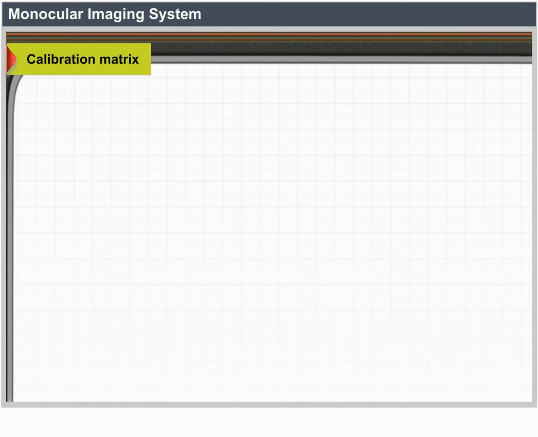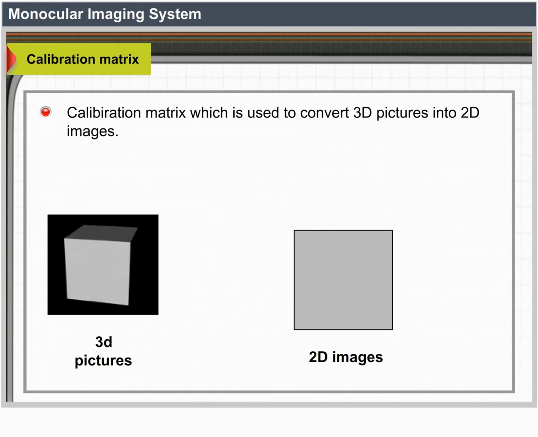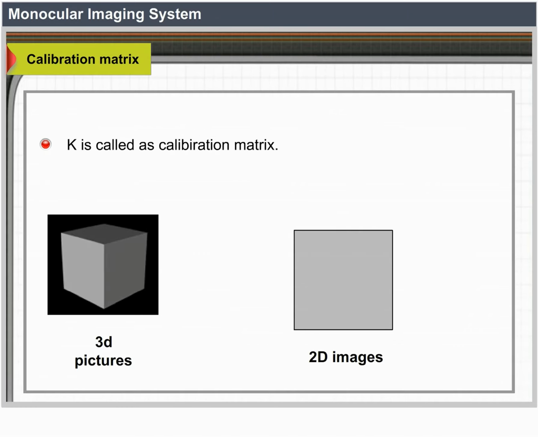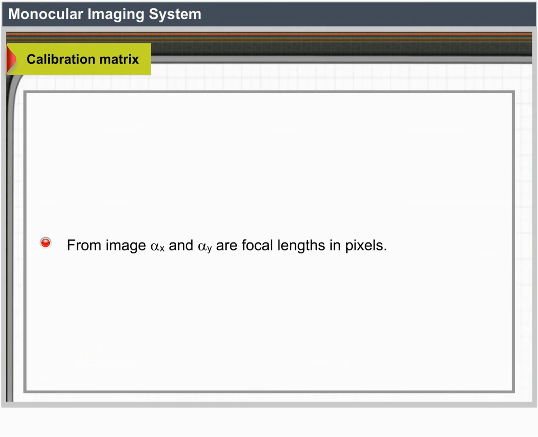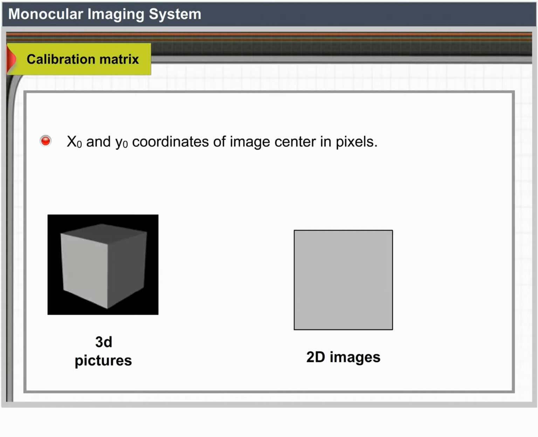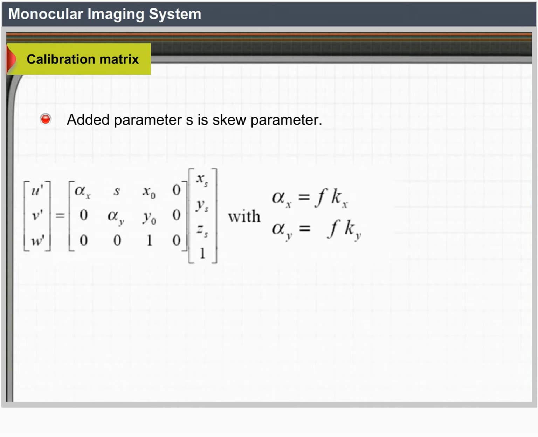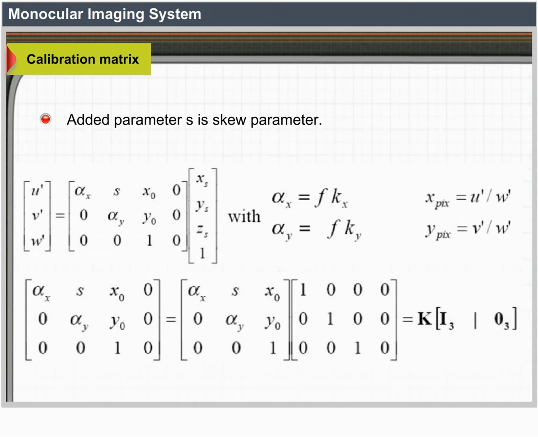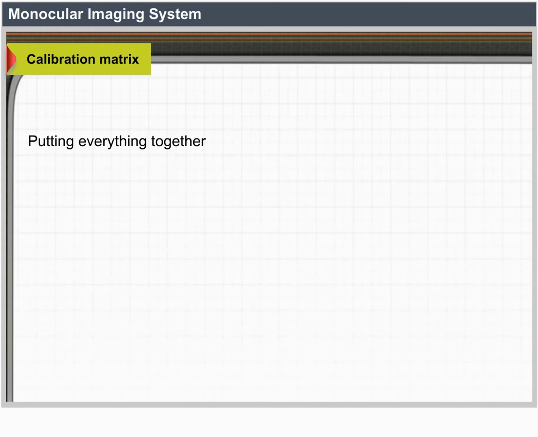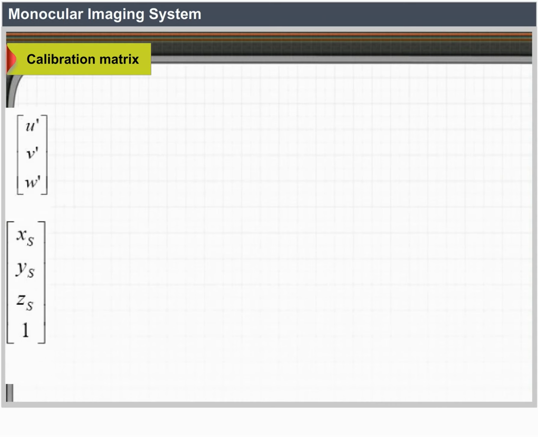Calibration matrix, which is used to convert 3D points into 2D images. K is called the calibration matrix. From the image on screen, alpha x and alpha y are focal lengths in pixels. x0 and y0 are the coordinates of the image center in pixels. The added parameter s is the skew parameter. Please refer to the matrix on screen. Putting everything together, x equals PX. The calibration matrix is shown on the screen.